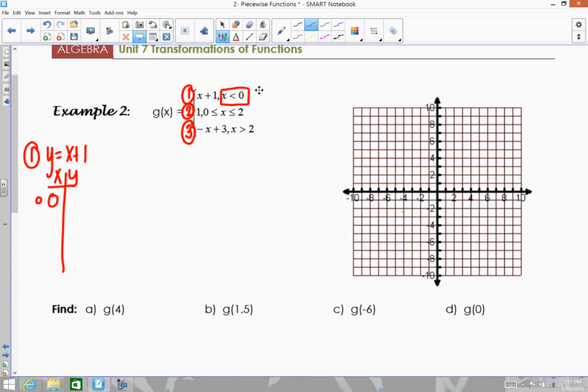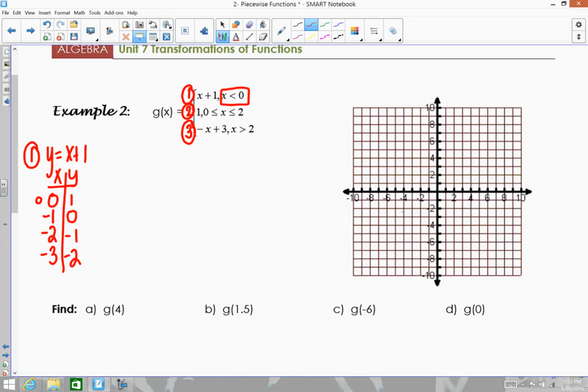And x is less than 0. Ask yourself, what kind of numbers are those? Well, x less than 0 would be all of the negative numbers. So we have -1, -2, -3, and so on. Now plug these into your equation. So 0 plus 1 is 1. -1 plus 1 is 0. -2 plus 1 is -1. -3 plus 1 is -2.